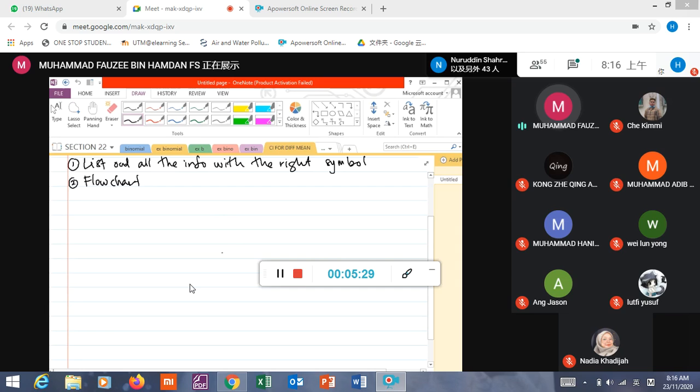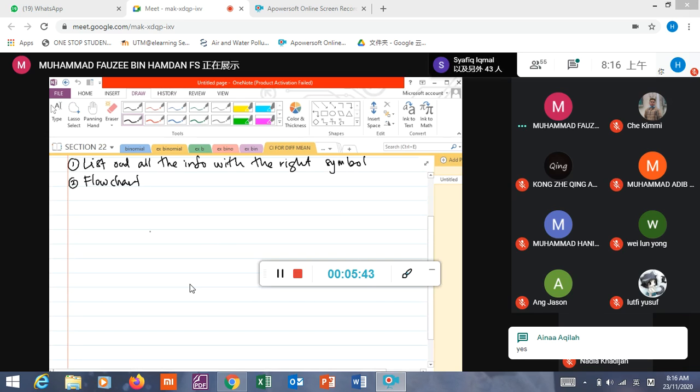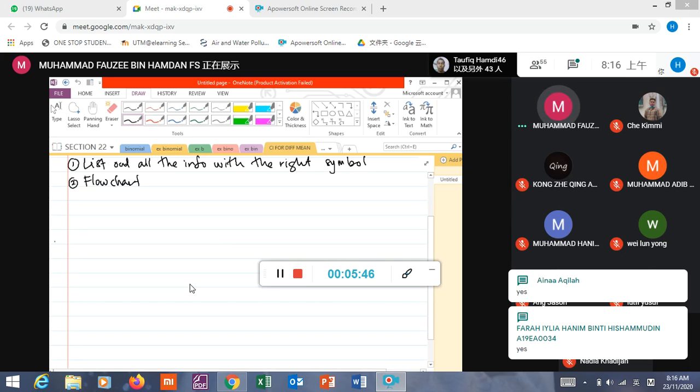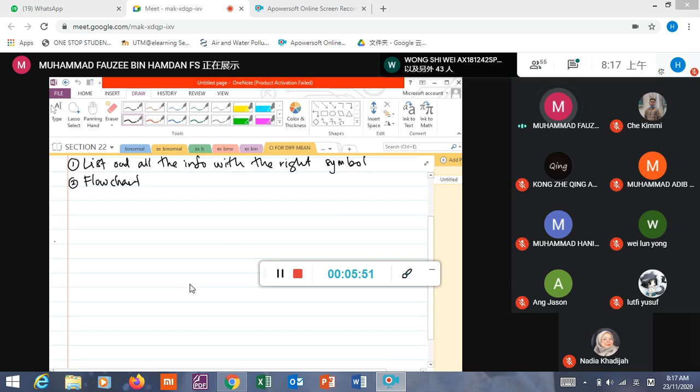So we have 5 cases. If you look at page 67, there are 5 cases. This is how we determine which case we need to use, based on the information. The flowchart is based on the info.